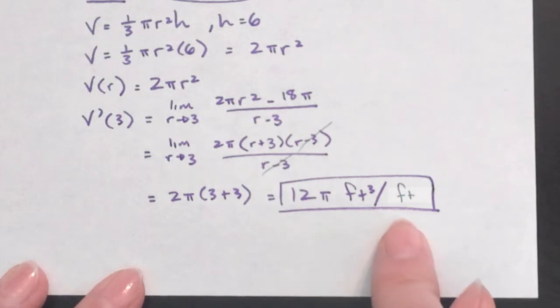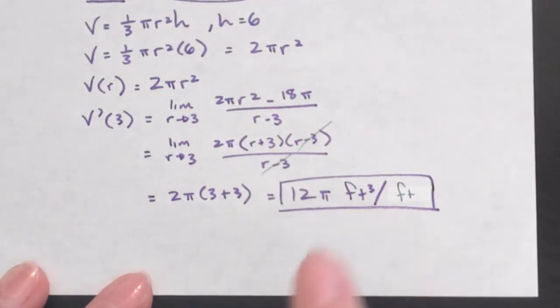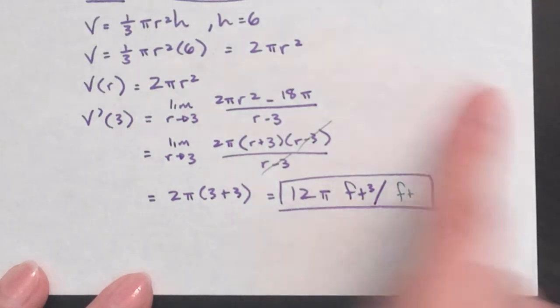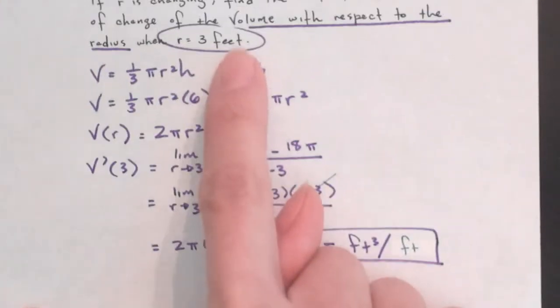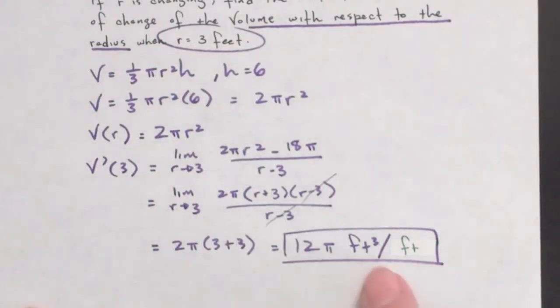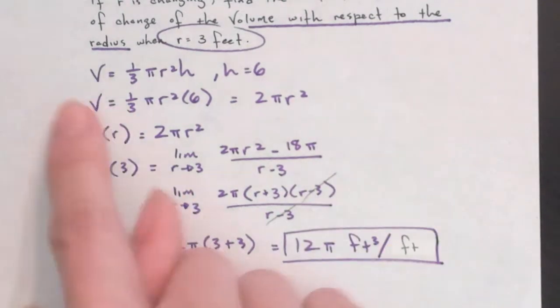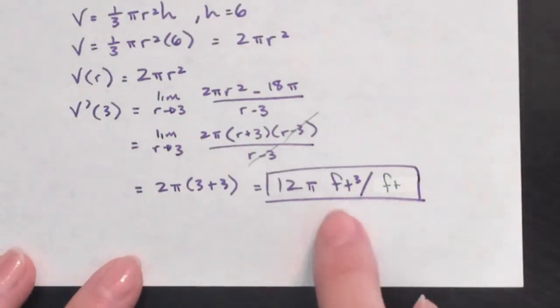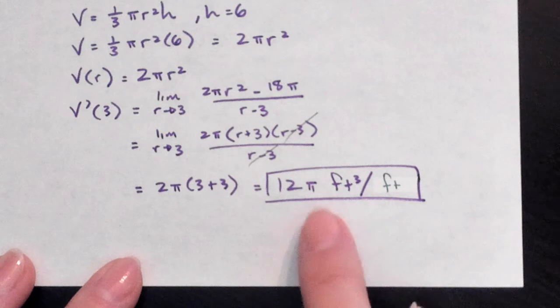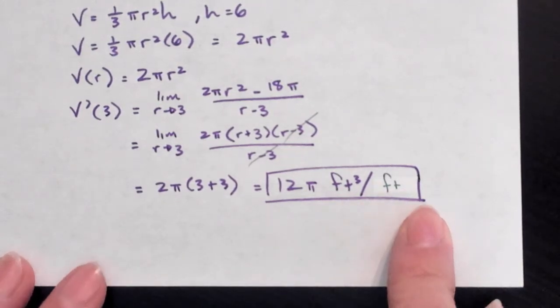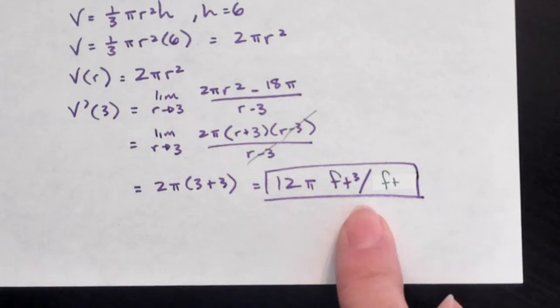And this is really weird. I know the way you're rating it is going to be weird, but it is a volume, which is feet cubed, with respect to radius, and radius is in feet. So volume is feet cubed, with respect to is per, and then radius is in feet. So that's why it's feet cubed per feet. So it's not feet squared. You don't reduce this or anything. Okay, so final answer.